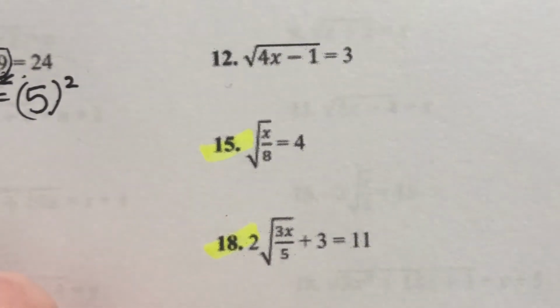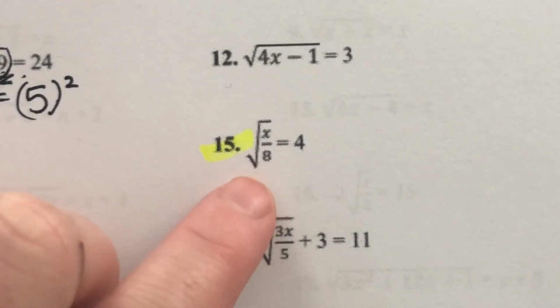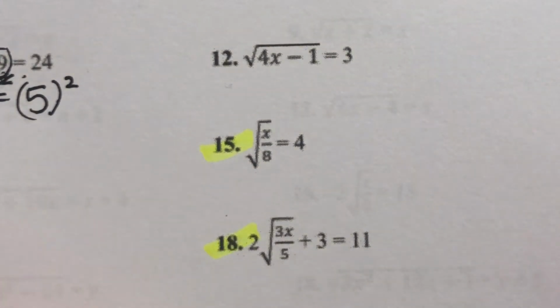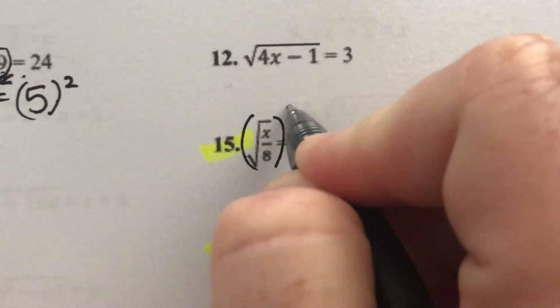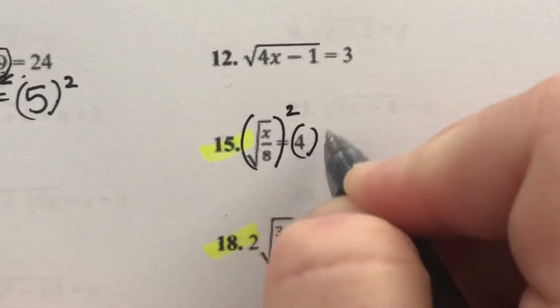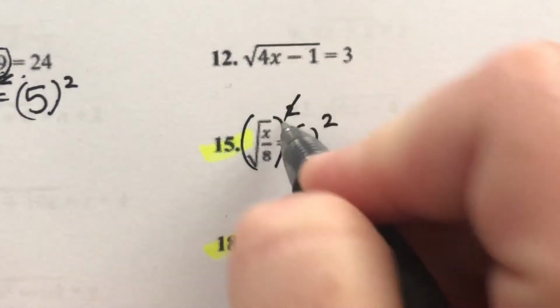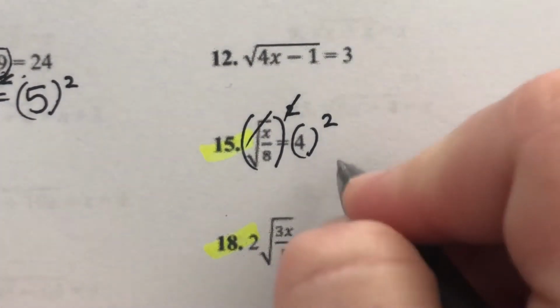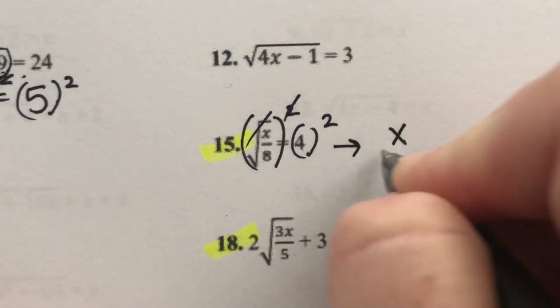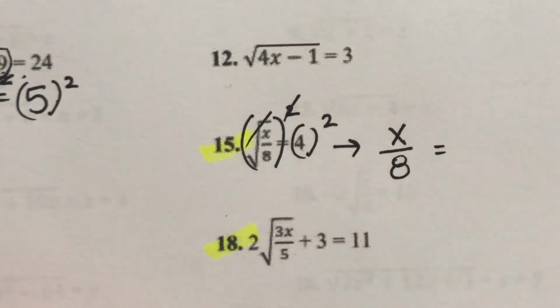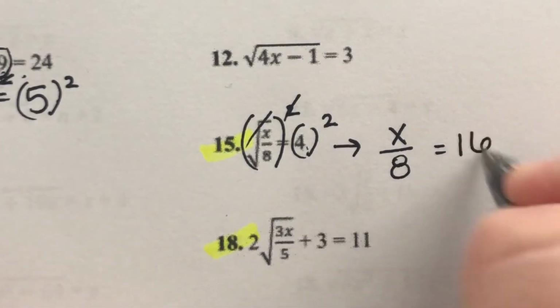Okay, here we've got a fraction underneath the radical sign, but it doesn't matter because to cancel out the radical sign, I'm just going to square it. And so I have to square this side. So the 2 cancels the radical sign, and I'm left with x over 8 equals 4 squared, which is 16.